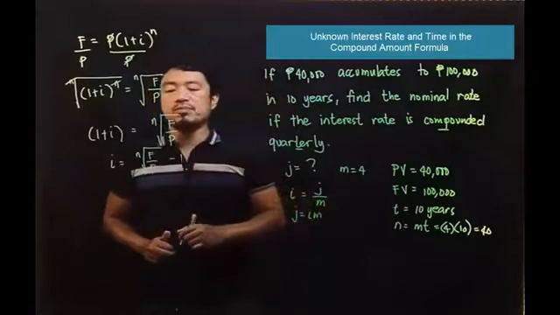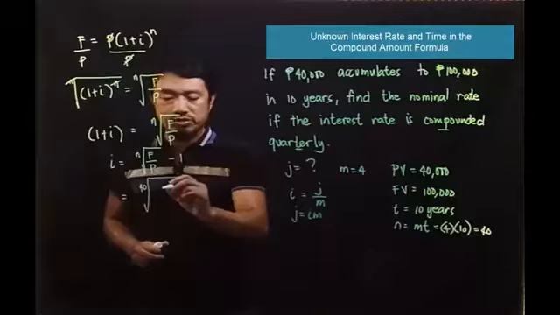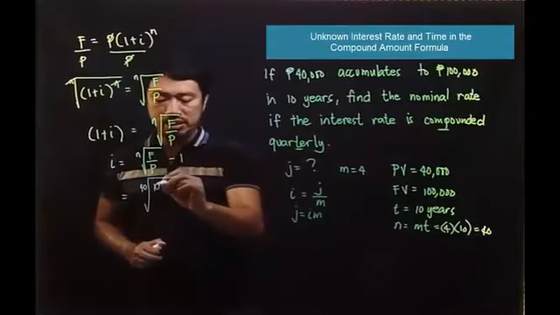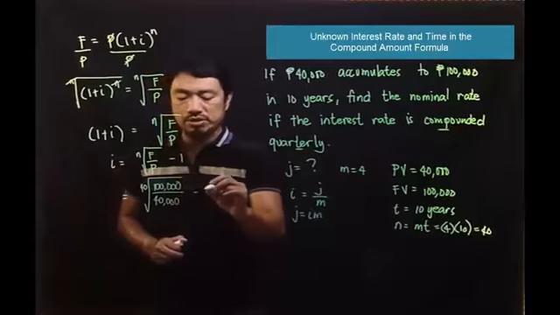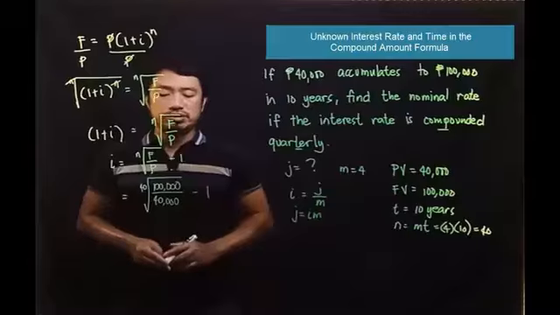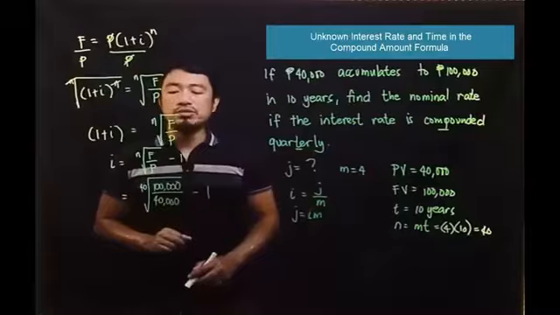So in the problem, F is the future value, P is the present value, and N is equal to 40. So therefore, substituting those values, N is equal to 40. So that's the 40th root of the future value over P, that's 100,000 divided by 40,000 minus 1. Take note that this minus 1 is not part of the radical part of the formula.